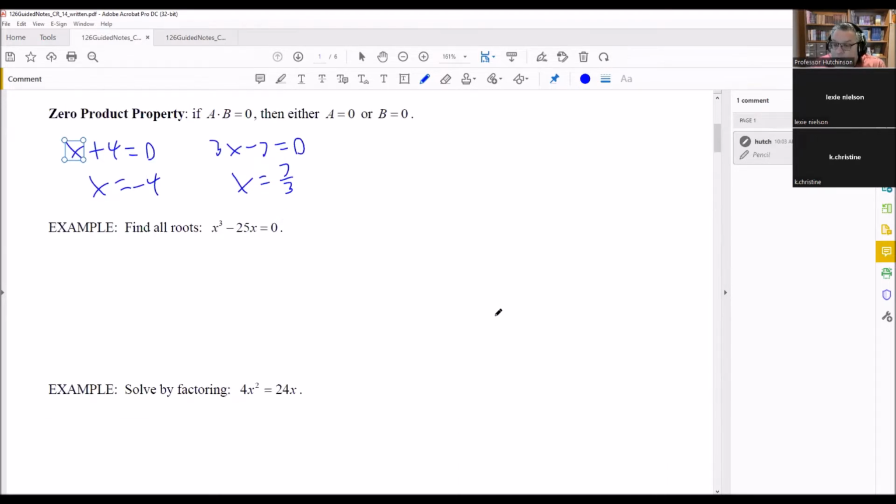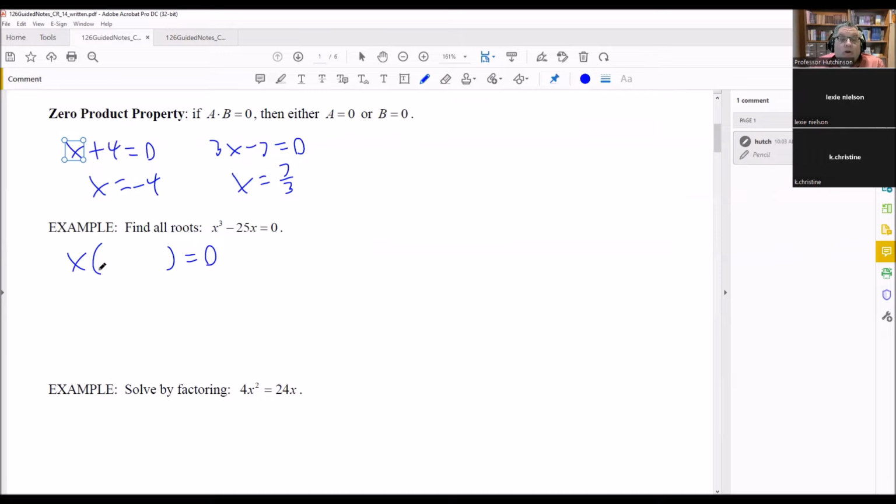Next one, we're doing find all roots. Okay, so all roots just means that you're basically just solving this and setting equal to 0 is all that really means. Now for something like this, we do have to do a factoring step here. Notice that there is a common factor of x. So what I'm going to do is factor out the x, and then I'll have something inside the parentheses that's going to be equal to 0.